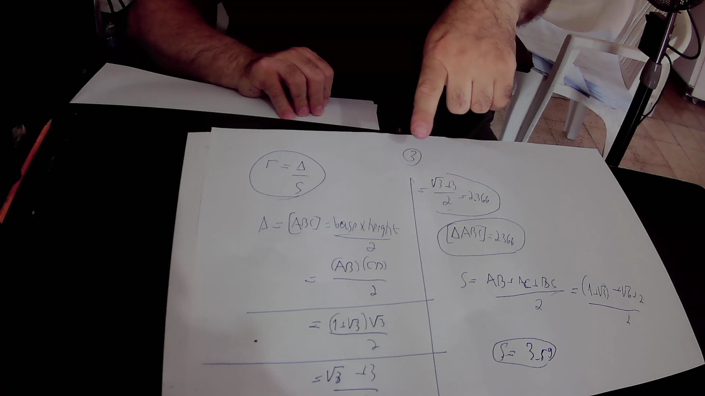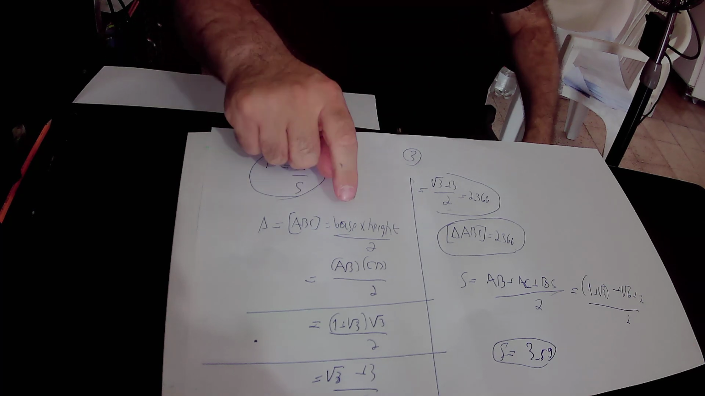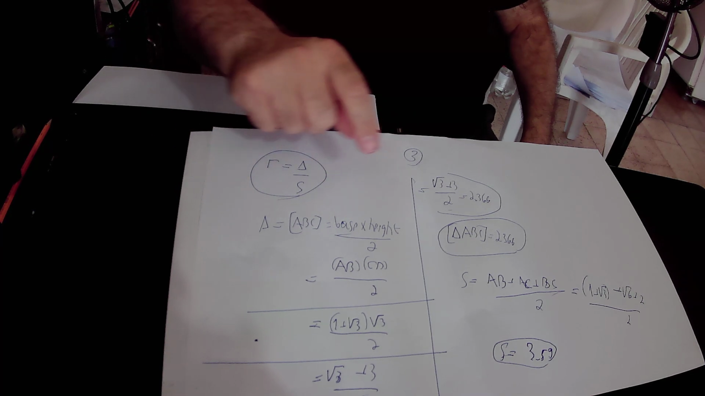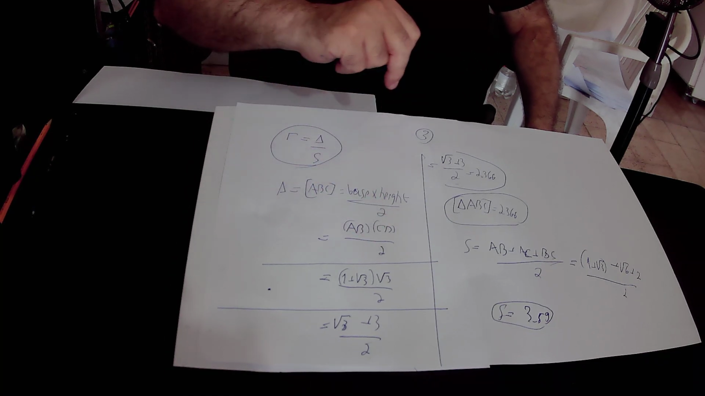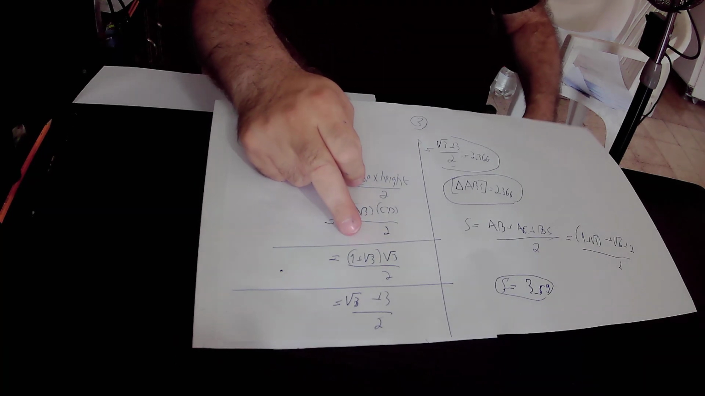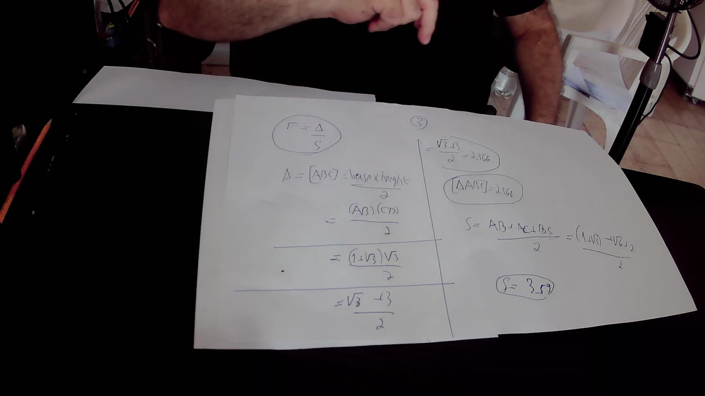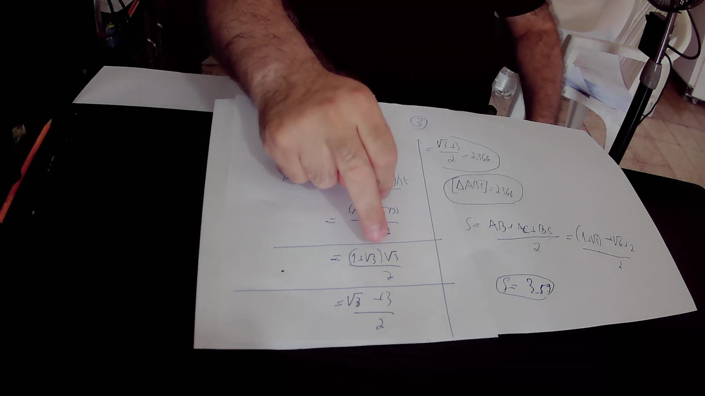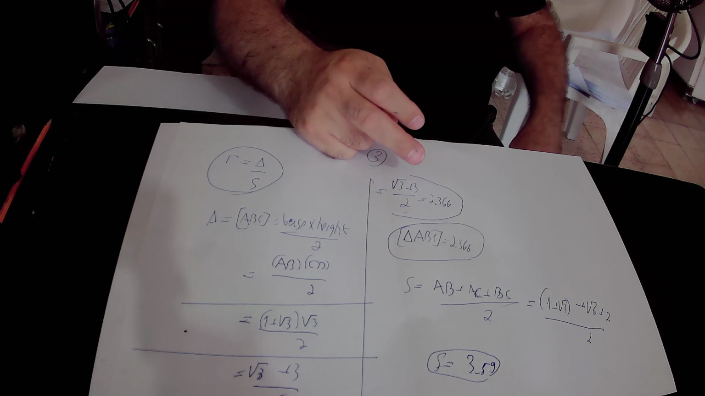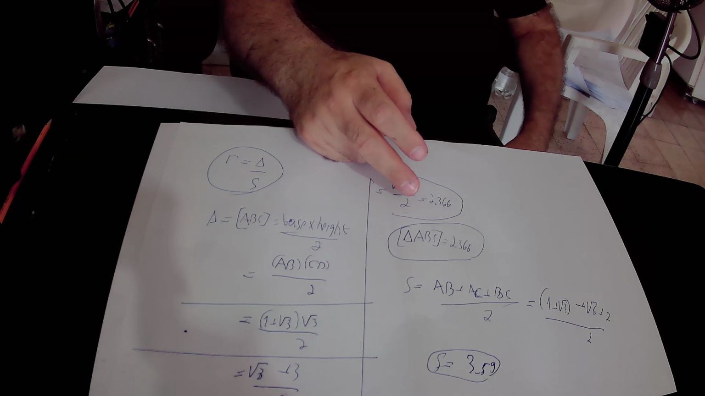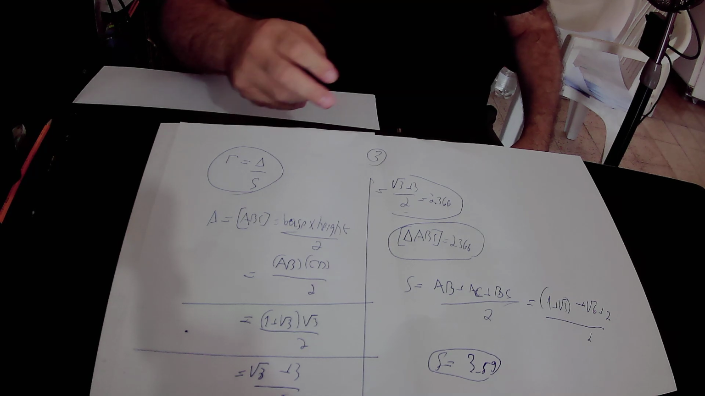So what is the area of triangle ABC? The area of triangle ABC equals the base times the height over 2. The base is AB, the height is CD, all divided by 2. AB equals 1 plus square root of 3 units, CD equals square root of 3 units. We open the brackets here: 1 times square root of 3 is square root of 3, and square root of 3 times square root of 3 is 3. So square root of 3 plus 3 over 2 is equal to 2.366 square units. So the area of triangle ABC equals 2.366 square units.